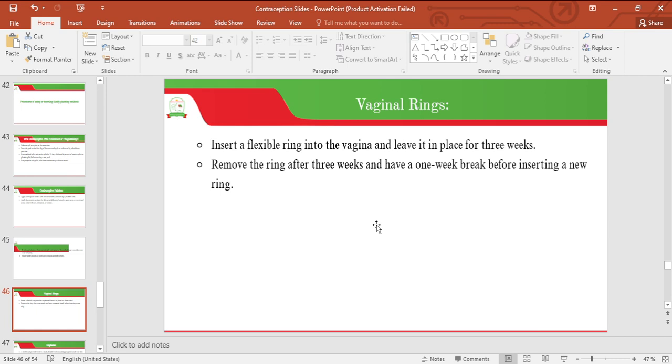Vaginal rings. The vaginal ring is inserted into the vagina and it is left in place for 3 weeks. The ring should be removed after 3 weeks and have a 1 week break before inserting a new ring.